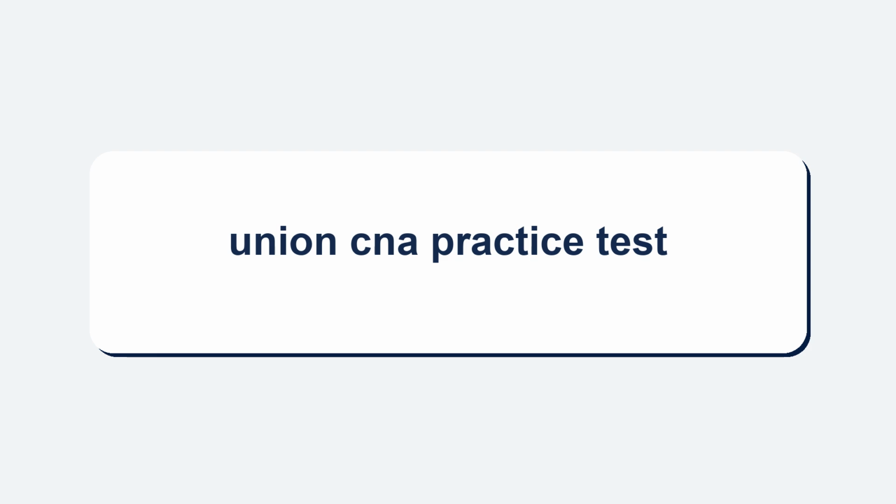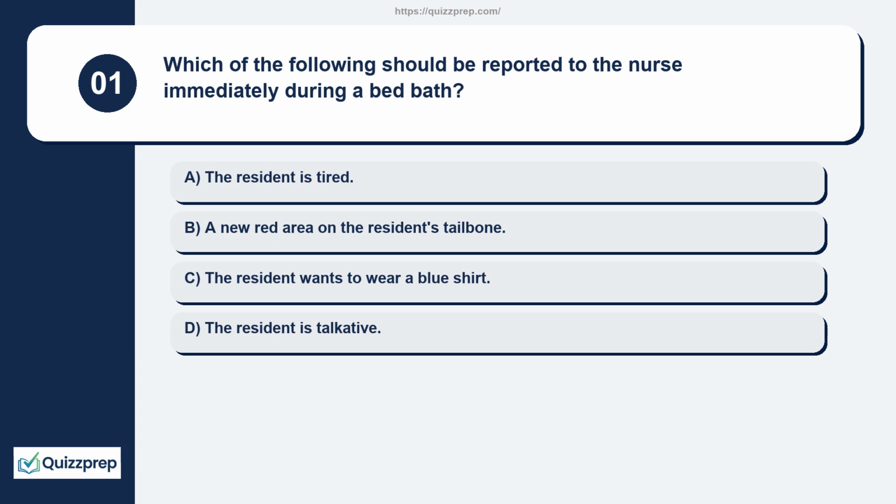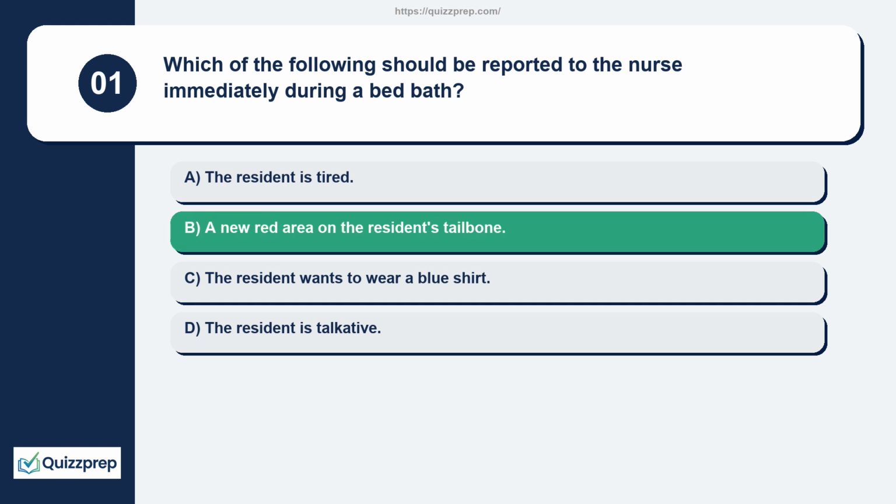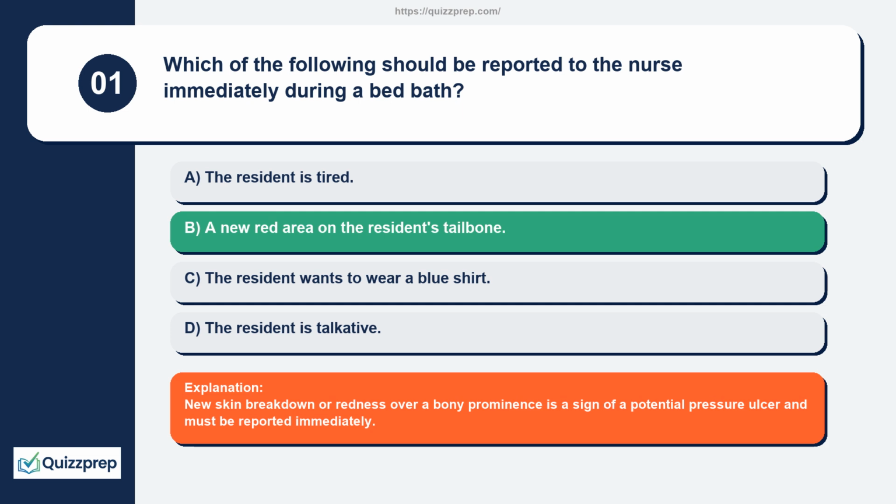Union CNA Practice Test. Question 1. Which of the following should be reported to the nurse immediately during a bed bath? The resident is tired. A new red area on the resident's tailbone. The resident wants to wear a blue shirt. The resident is talkative. New skin breakdown or redness over a bony prominence is a sign of a potential pressure ulcer and must be reported immediately.